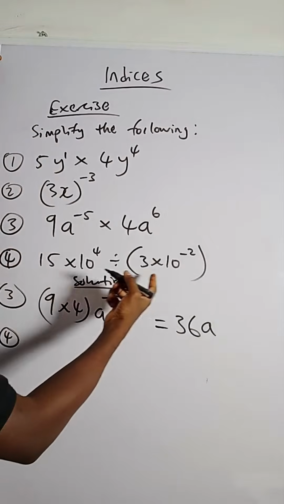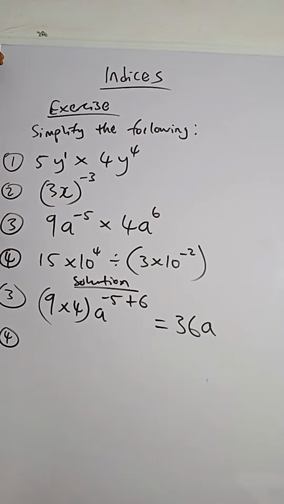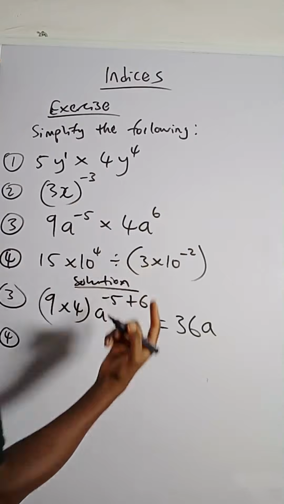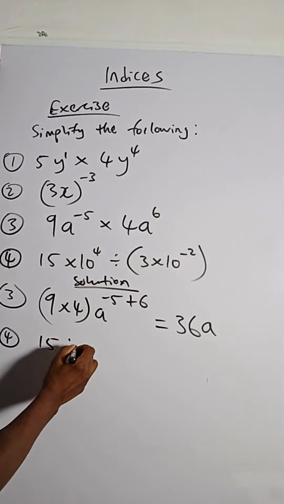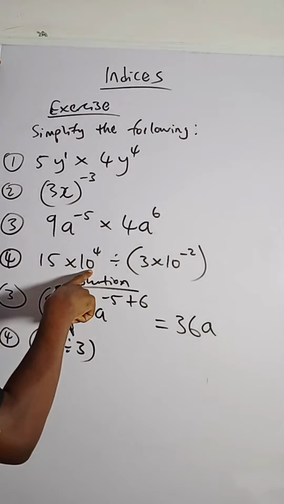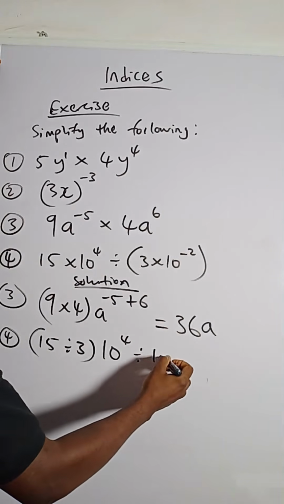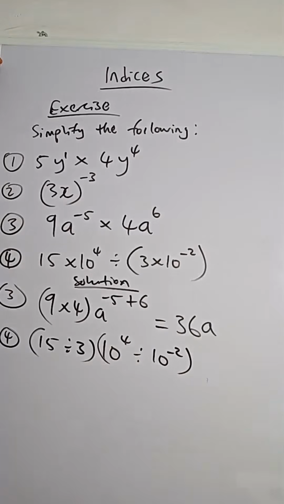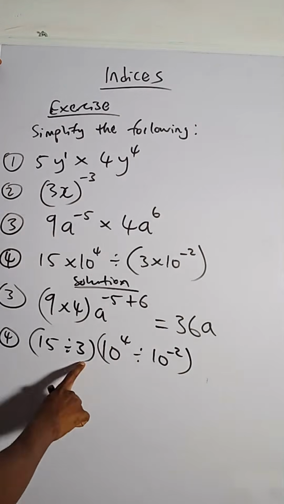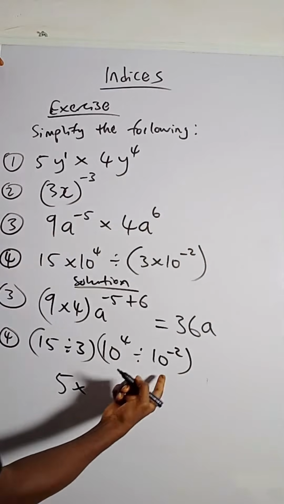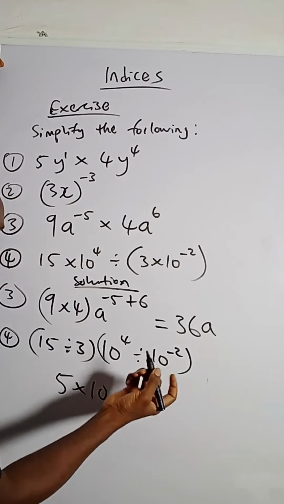So number 4. Okay, who was able to do number 4? If I want to do it, by the way, I can just say 15 divided by 3. You can wrap that, and do 10 raised to power 4 divided by 10 raised to power negative 2. You can also wrap it like this. Makes sense. 15 divided by 3 is what? 5. So times, what about this? 10 here, we're dividing. So you subtract the exponent.